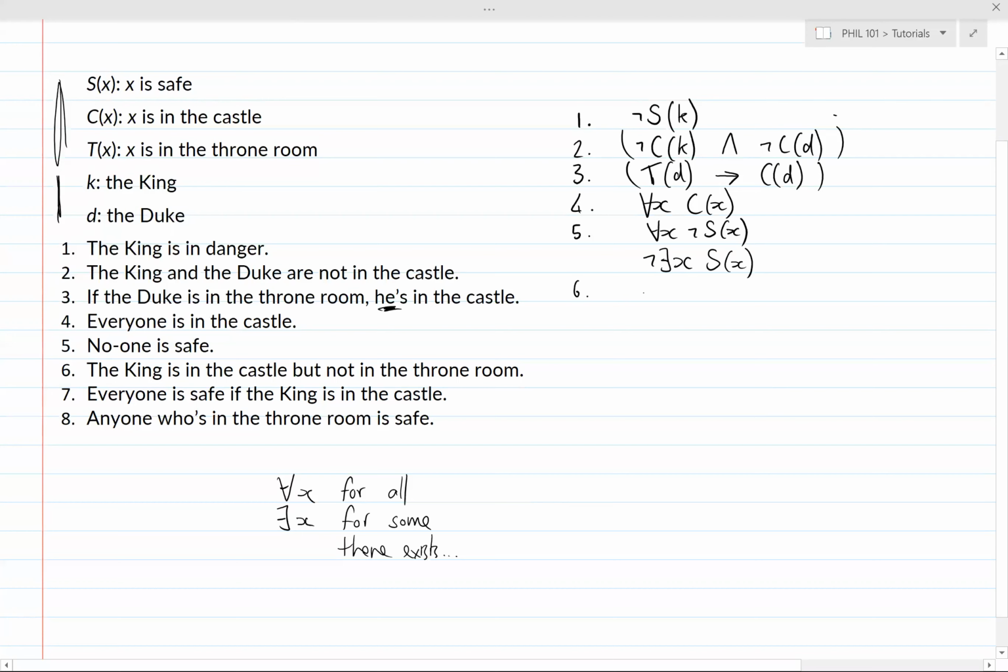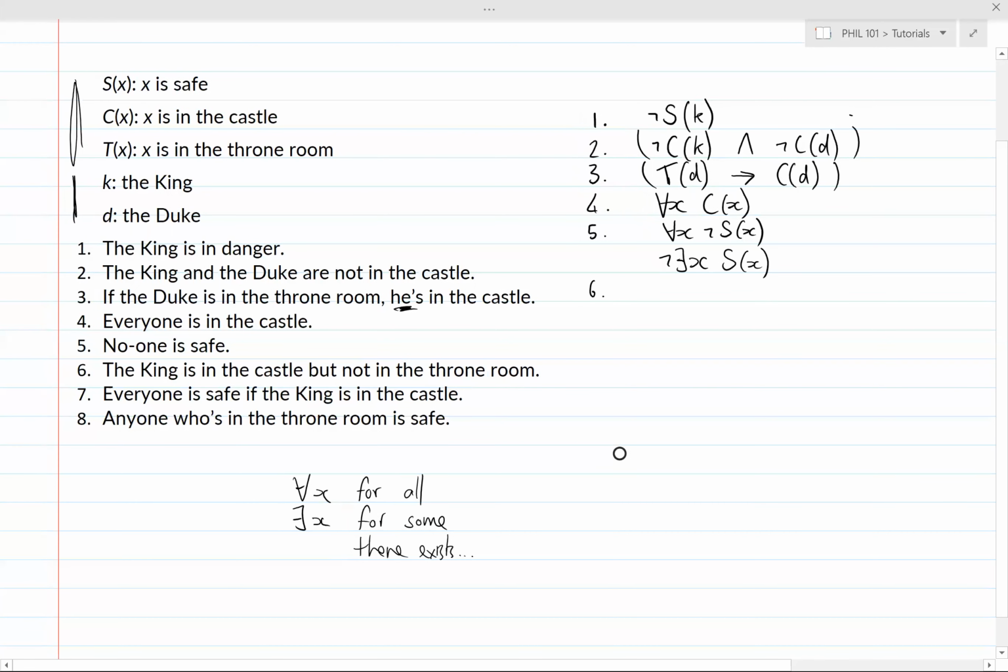Number 6 says, the king is in the castle, but not in the throne room. So who's not in the throne room? Is it some random person? Do I need a quantifier? No, in the sentence it's actually talking about the king again. So the king is in the castle, but the king is not in the throne room.